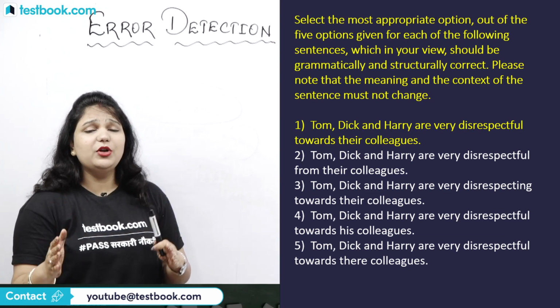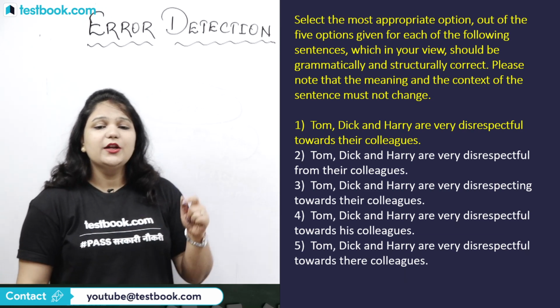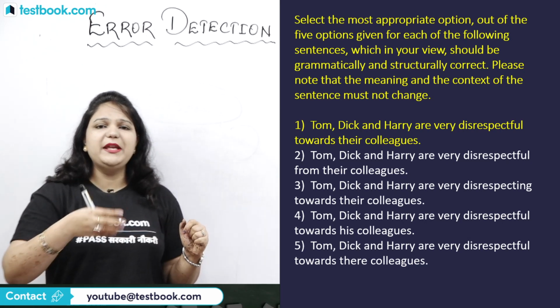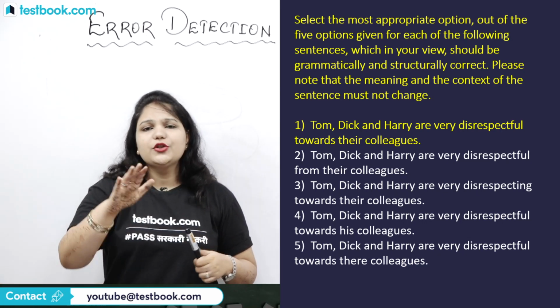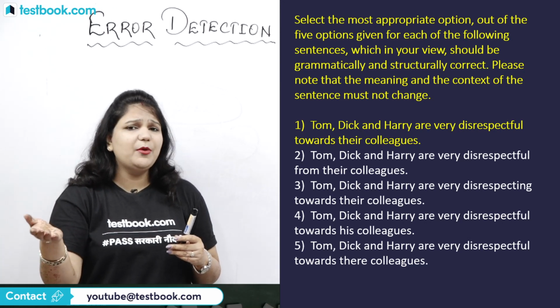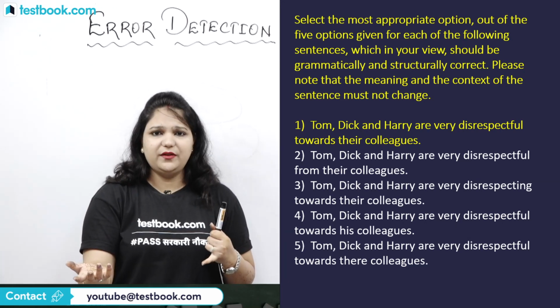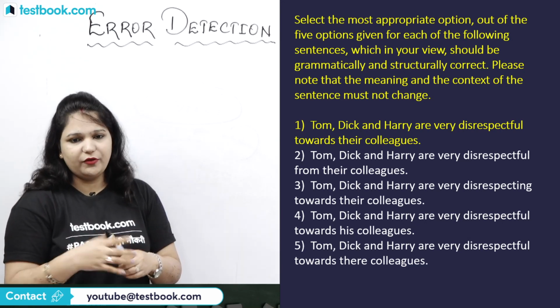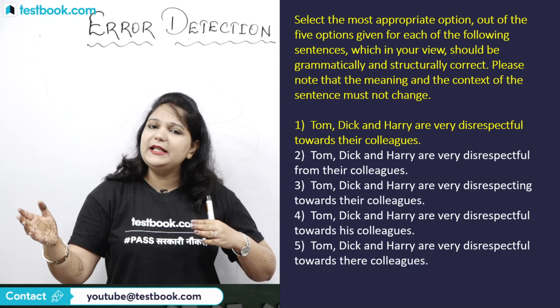The right format would be Tom, Dick and Harry are very disrespectful, because you are making use of very as an adverb here. So the next word which needs to come there will be an adjective, right? So that's why disrespectful is acting as an adjective there, and towards their colleagues is explaining what?